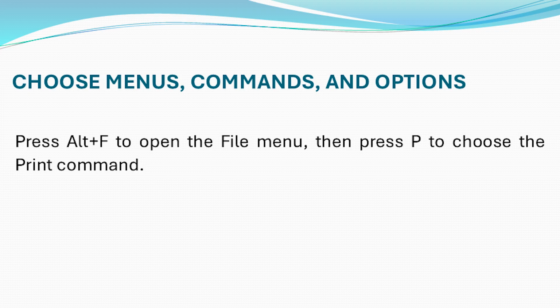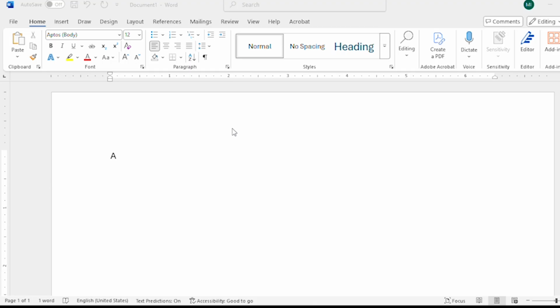Choose menus, commands, and options. You can open menus and choose commands and other options using your keyboard. In a program that has menus with underlined letters, press Alt and an underlined letter to open the corresponding menu. Press the underlined letter in a menu item to choose that command. For programs that use the ribbon, such as Paint and WordPad, pressing Alt overlays, rather than underlines, a letter that can be pressed. Press Alt plus F to open the File menu, then press P to choose the print command.